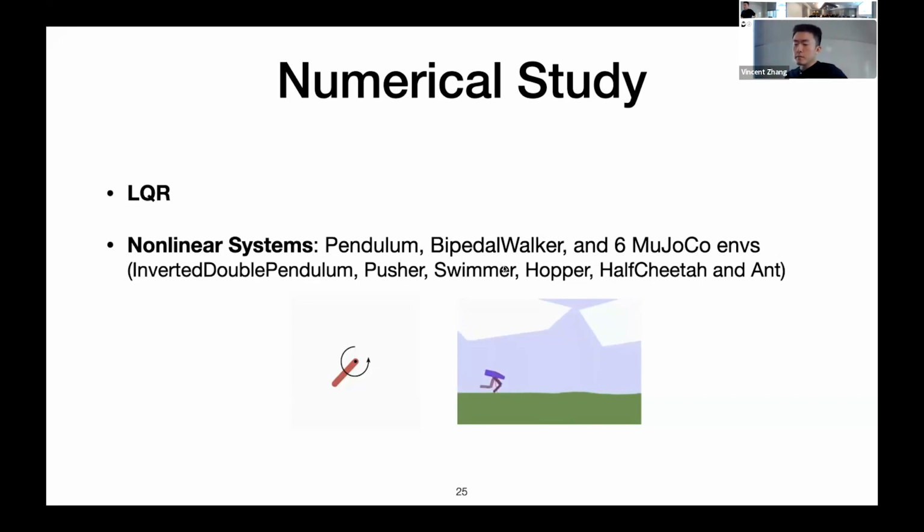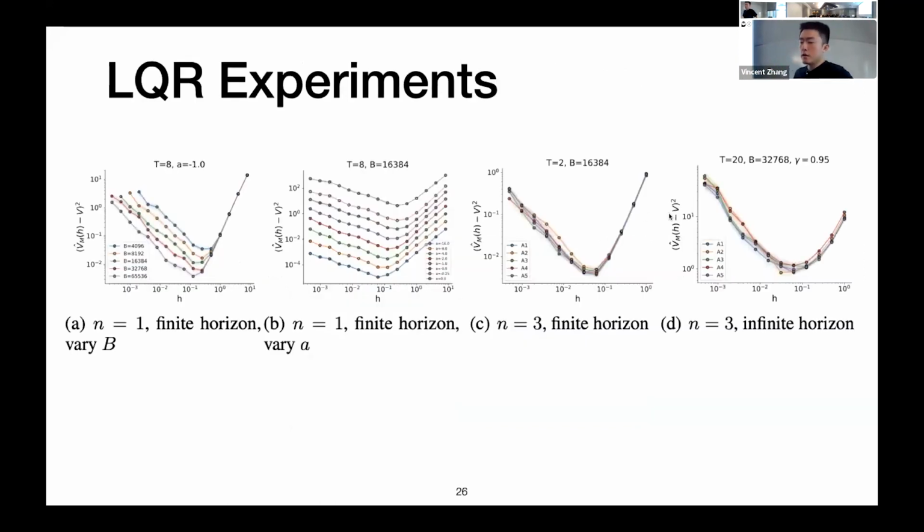Okay, so first, some results on LQR. Now you're seeing the MSE, where we assume that there is some sweet spot on H. On the H axis, we have the step size H, and on the vertical, we have MSE. We hypothesize that there's a trade-off, a sweet spot at H star, and we observe that indeed in LQR. The different plots are just for different systems.